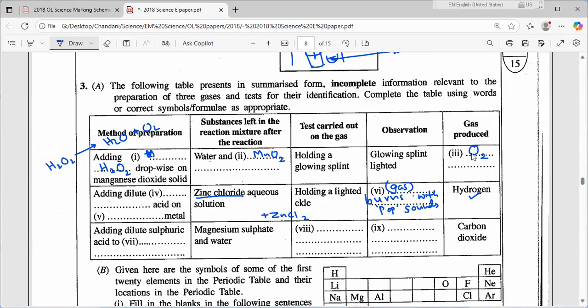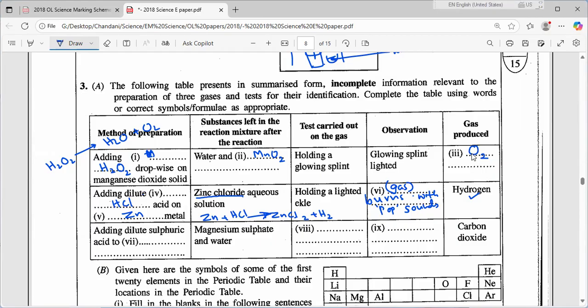To produce the zinc chloride, the metal should be zinc. Here it is produced as zinc chloride plus hydrogen gas, no? Then the metal should be zinc, and hydrogen and chlorine mean the acid is HCl. Adding dilute HCl on zinc metal.